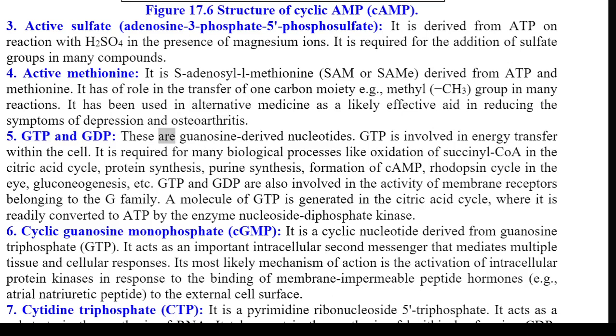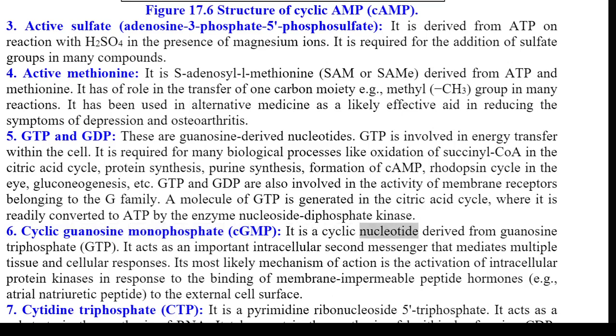5. GTP and GDP. These are guanosine-derived nucleotides. GTP is involved in energy transfer within the cell. It is required for many biological processes like oxidation of succinyl-CoA in the citric acid cycle, protein synthesis, purine synthesis, formation of cAMP, rhodopsin cycle in the eye, gluconeogenesis, etc. GTP and GDP are also involved in the activity of membrane receptors belonging to the G family. A molecule of GTP is generated in the citric acid cycle, where it is readily converted to ATP by the enzyme nucleoside diphosphate kinase.